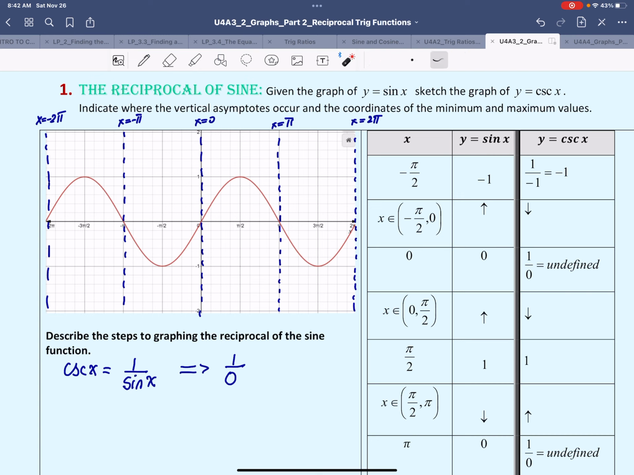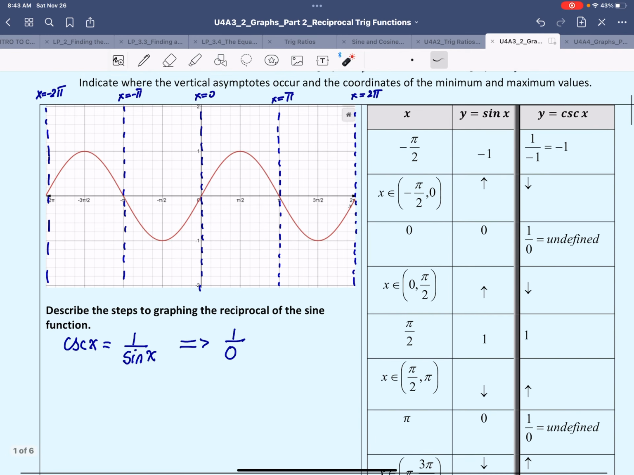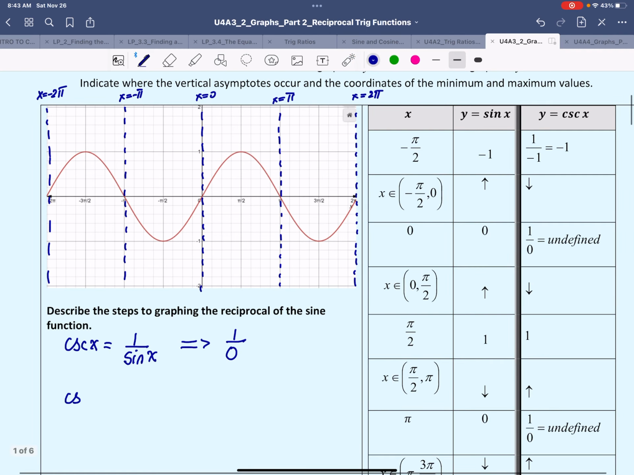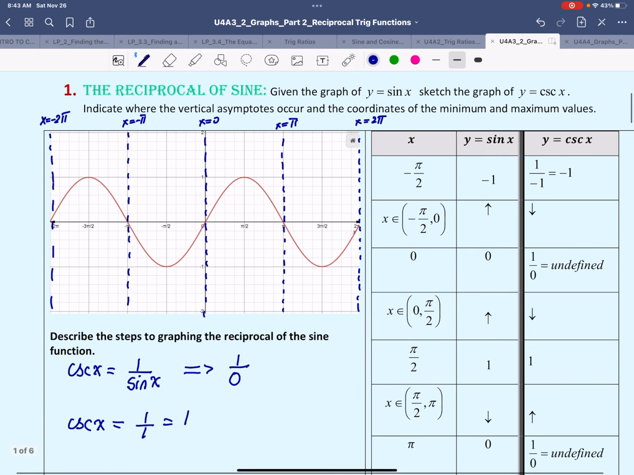Now, the next important points that we look into are the minimum and the maximum points. Now, remember that at the maximum, the value of sine of x will be 1. So, therefore, the cosecant x will be equal to 1 over 1, which is 1. So what that means is that the points where the sine function reaches the maximum will also be points for the reciprocal. So we'll highlight them in blue as we build the graph of the reciprocal.